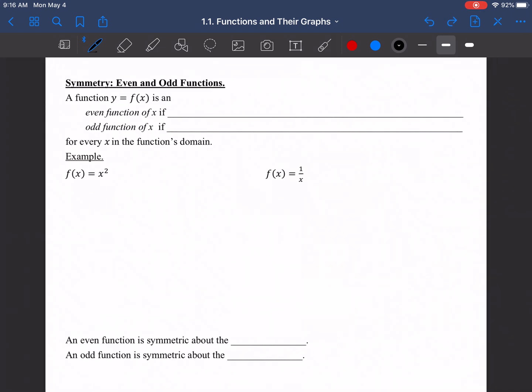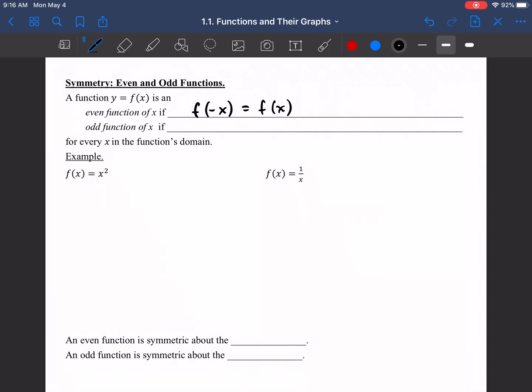Okay? Next, symmetry, even and odd functions. A function y equals f of x is an even function of x if f of negative x equals f of x. So that just means that when you plug in negative values, you get the same thing as if you had plugged in a positive value. If I plug in 2, then it gives me 4, and I plug in negative 2, it also gives me 4. That's an indication that it is even. Now, you can't just check one specific number like that, because it'll work for 2, but if I plug in 3, I get 9, but if I plug in negative 3, I get negative 9 or something like that. Then all of a sudden, it's not an even function.